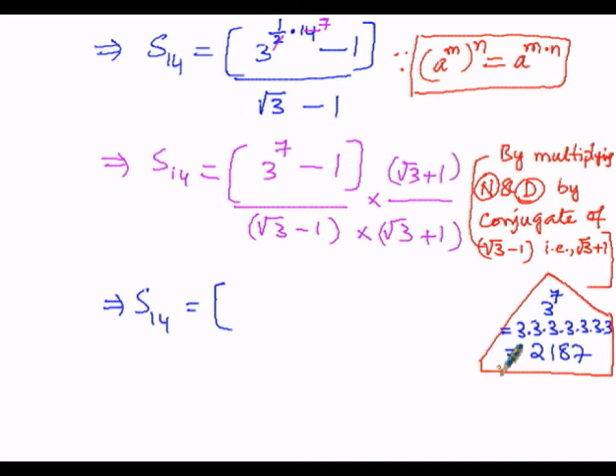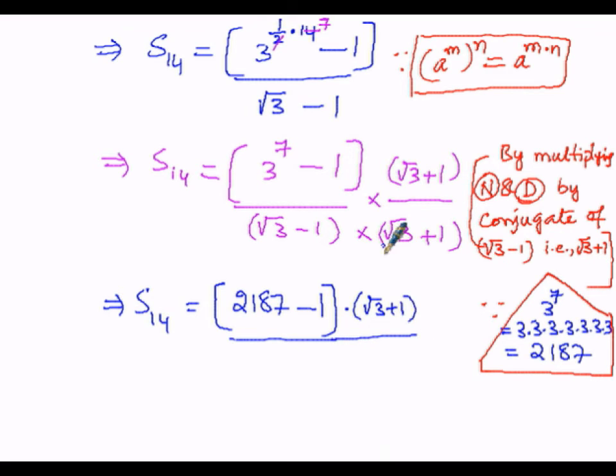So instead of 3 power 7, we can write 2187. Based upon this, I write this logical step as 3 power 7, that is 2187 minus 1, overall divided by one more factor, root 3 plus 1, overall divided by. Here it is in the form where a is root 3 and b is 1. When we assumed root 3 as a, and 1 as b.